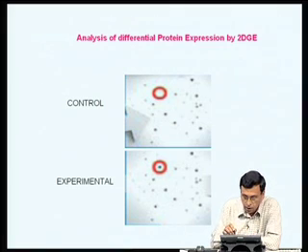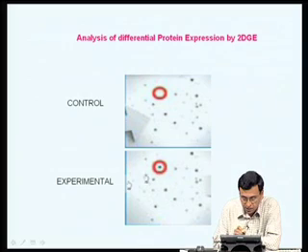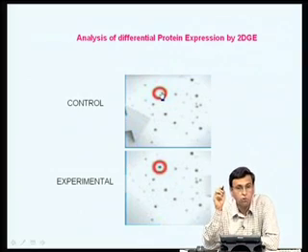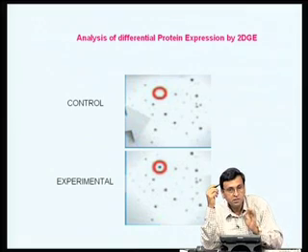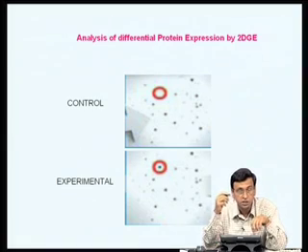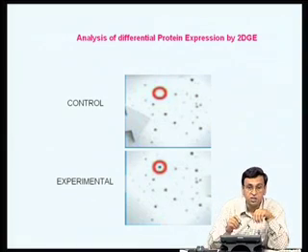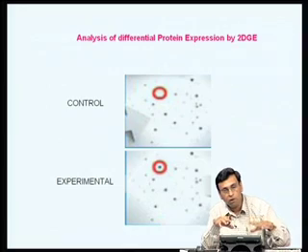You can see here all the proteins are more or less the same, but there is one particular protein which is present in the experimental sample but absent in the control sample. So I make the conclusion that here is a particular protein which is getting induced, which is present only in these experimental conditions but not in the control conditions. Now we want to identify what this protein is, and you can see the power of this technique.